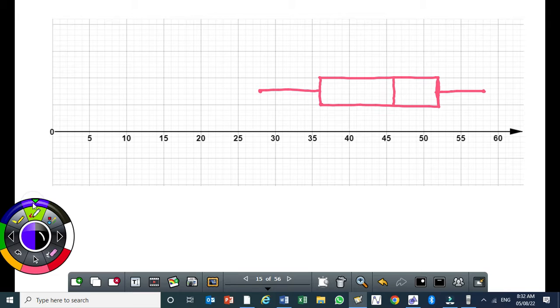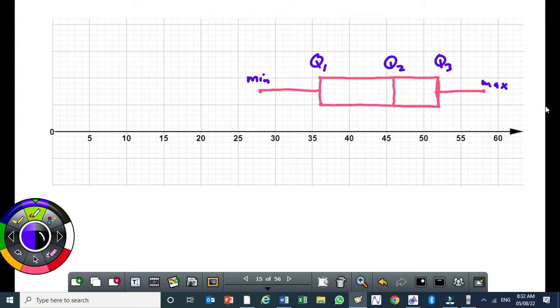Now, generally in my case, I prefer that you do a bit of labelling. So that's the minimum. This is Q1, and that's Q2. Then you have got Q3 and maximum. So that's the box and whisker. Right? This is what you are supposed to have done.